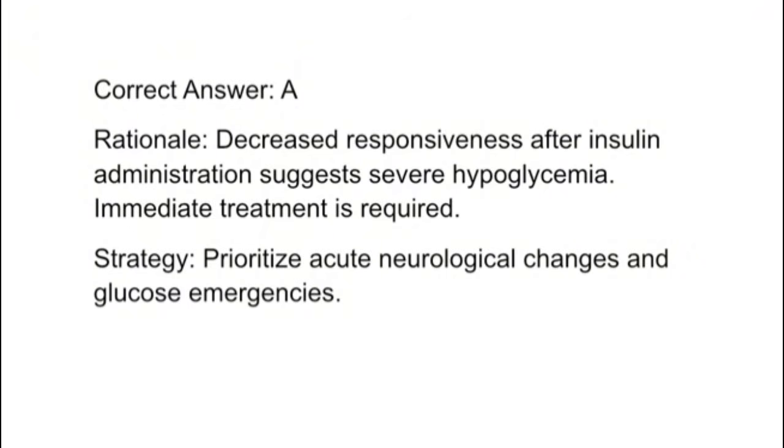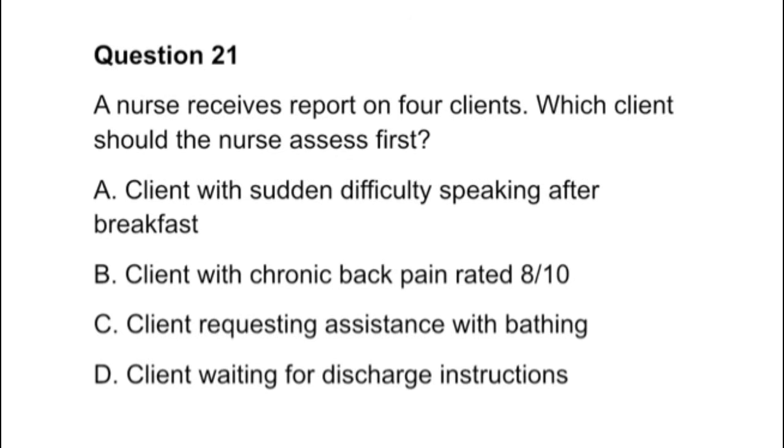Correct answer. A. Rationale. Decreased responsiveness after insulin administration suggests severe hypoglycemia. Immediate treatment is required. Strategy. Prioritize acute neurological changes and glucose emergencies. Question 21. A nurse receives report on 4 clients. Which client should the nurse assess first? A. Client with sudden difficulty speaking after breakfast. B. Client with chronic back pain rated 8 out of 10. C. Client requesting assistance with bathing. D. Client waiting for discharge instructions.